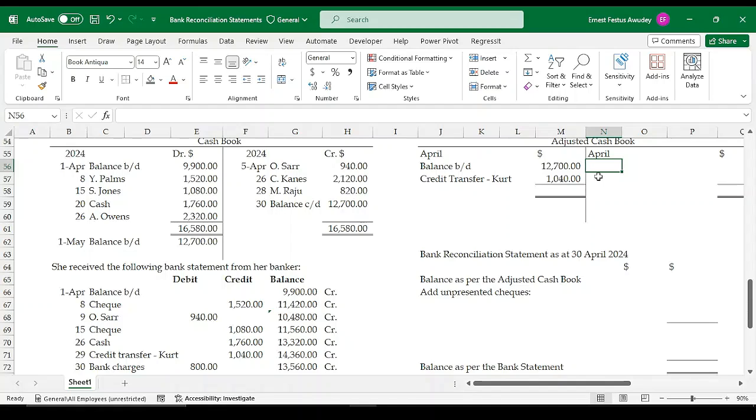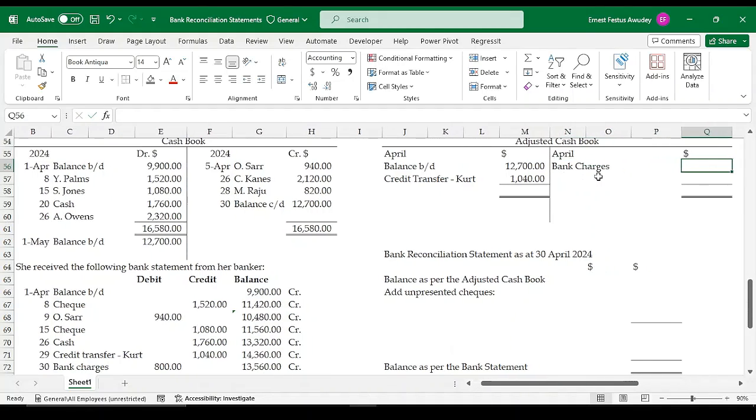So we have bank charges missing there, so I will come here and write bank charges, and the amount is equal to 800, so I'll input 800 right there. All right, so we have the 800 there. So I think that is all. We need to balance off the cash book now to get a corrected balance that we are going to use to reconcile with the bank statement balance.